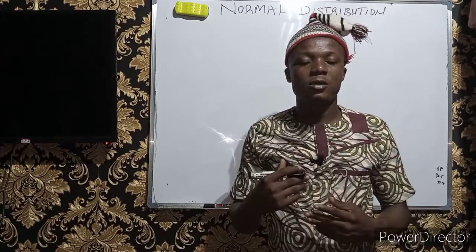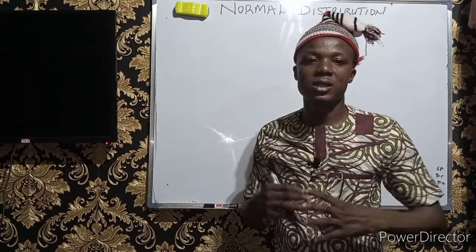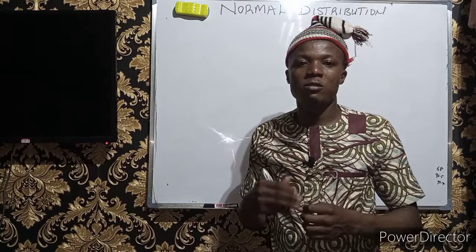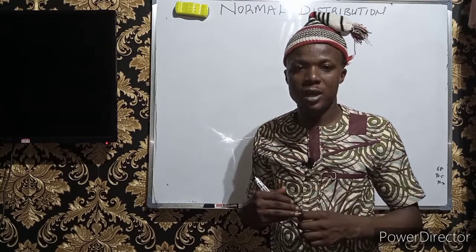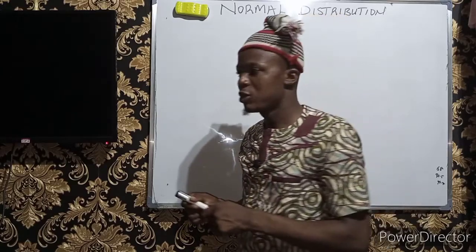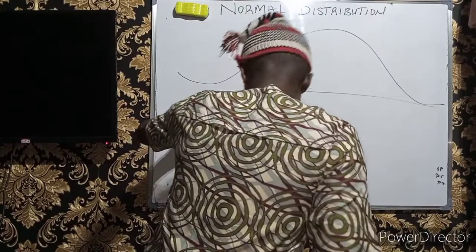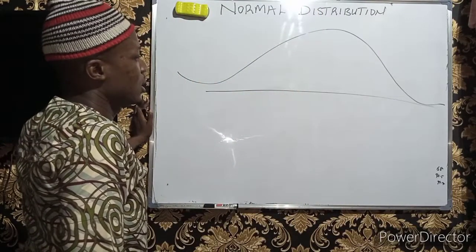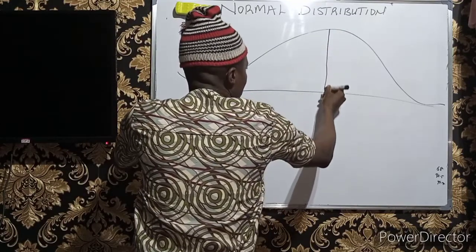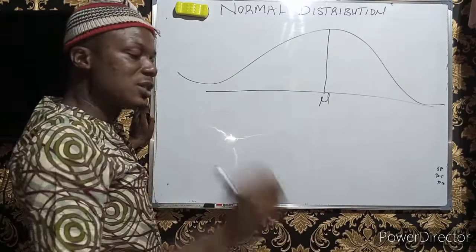Now, for a proper understanding of the normal distribution, you need to see what the normal distribution curve looks like. The normal distribution curve is a bell-shaped curve where the mean is equivalent to the median. So look at the curve now. The curve of the normal distribution looks something like this, which I've made. This is the center here, where you have the mean. The mean is equivalent to the median.